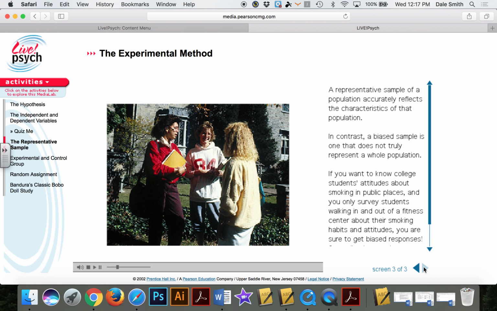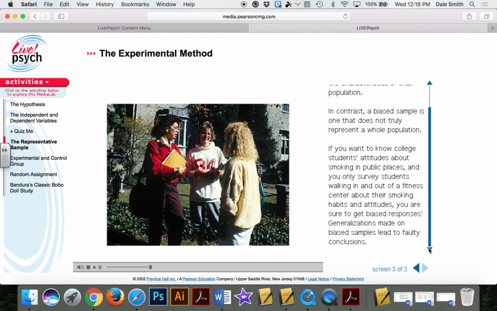In contrast, a biased sample is one that does not truly represent a whole population. If you want to know college students' attitudes about smoking in public places, and you only survey students walking in and out of a fitness center about their smoking habits and attitudes, you are sure to get biased responses. Generalizations made on biased samples lead to faulty conclusions.